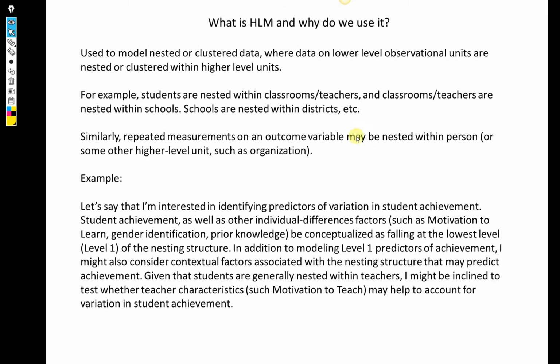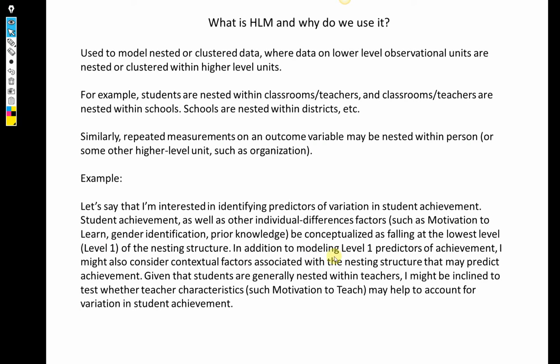Similarly, repeated measurements on an outcome variable may be nested within person, or some other higher level unit such as organization. So let's start with an example. Let's say that I'm interested in identifying predictors of variation in student achievement. Student achievement, as well as other individual differences factors such as motivation to learn, gender identification, and prior knowledge, may be conceptualized as falling at the lowest level, or level 1, of a nesting structure.